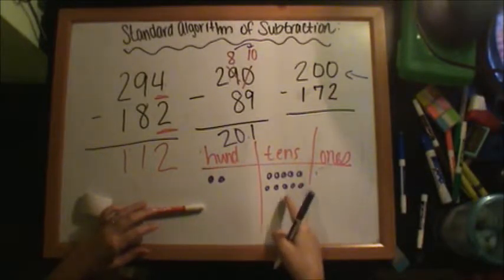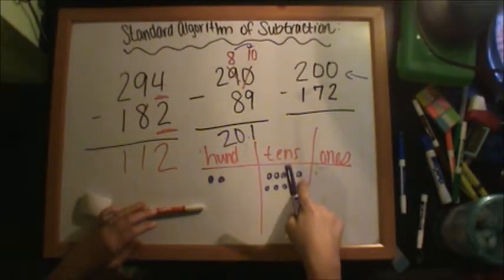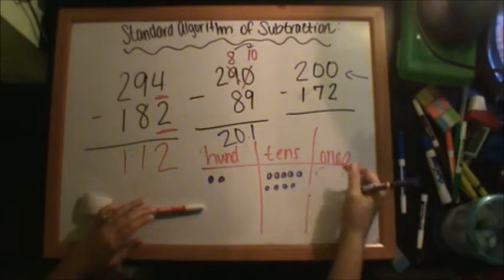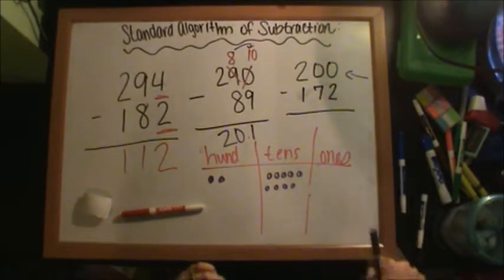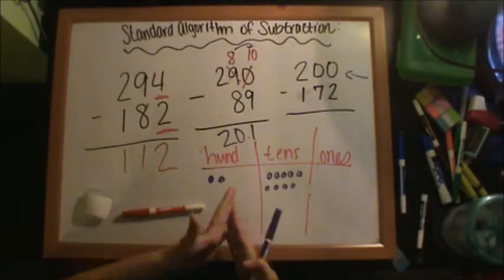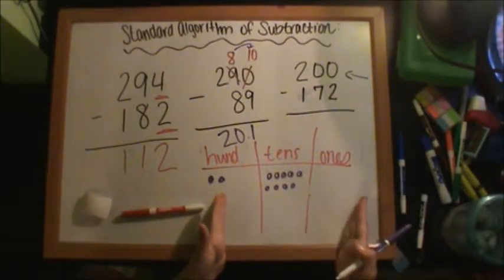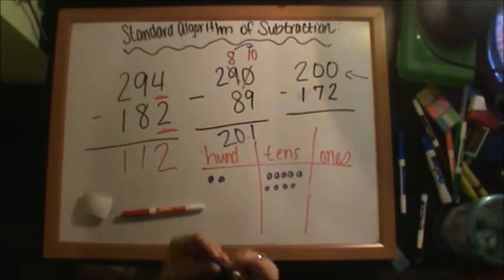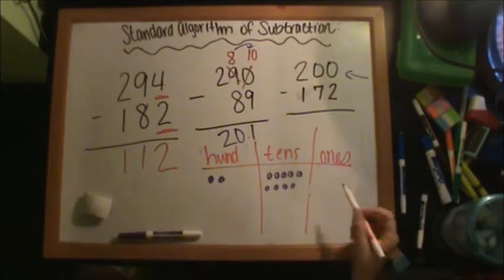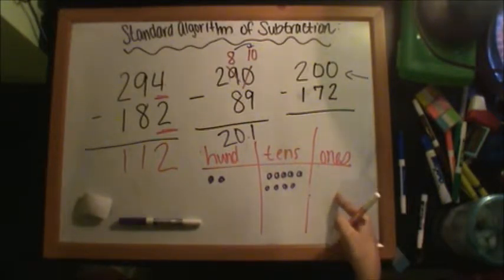5. Did I just do 10? I just did 10. 9. And then I have no ones. Okay. So I have 290, and I have to have 89 taken away, or I have to give 89 away. So when I do that, I'm going to start with the ones, but I don't have any.